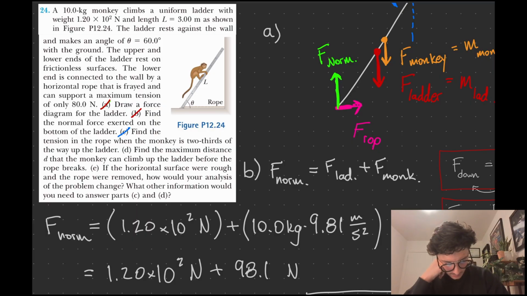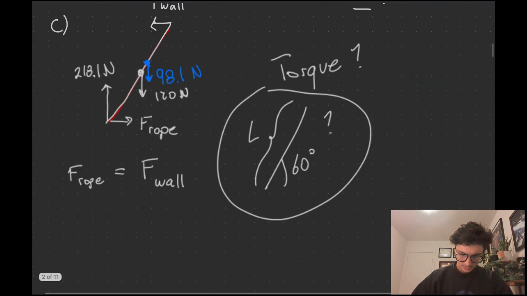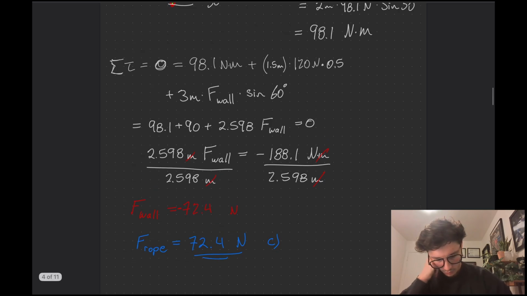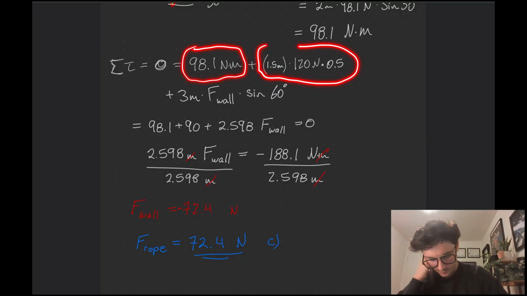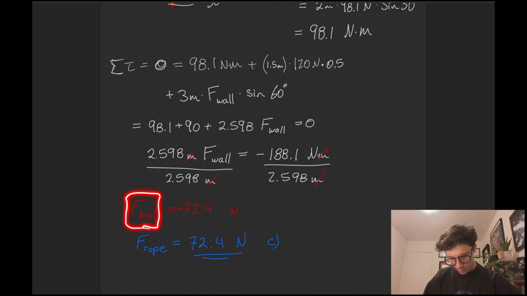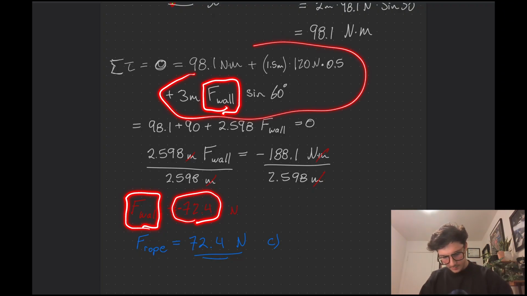Find the maximum distance D that the monkey can climb up the ladder before the rope breaks. Okay. So what we did here, and we're going to use it quite a lot, was a sum of torques equals 0 because the system is in equilibrium. This is the torque created by the monkey, this is the torque of the ladder, and this is the torque of the wall. Technically this F wall went inside here, and all of this added up to give you 0.